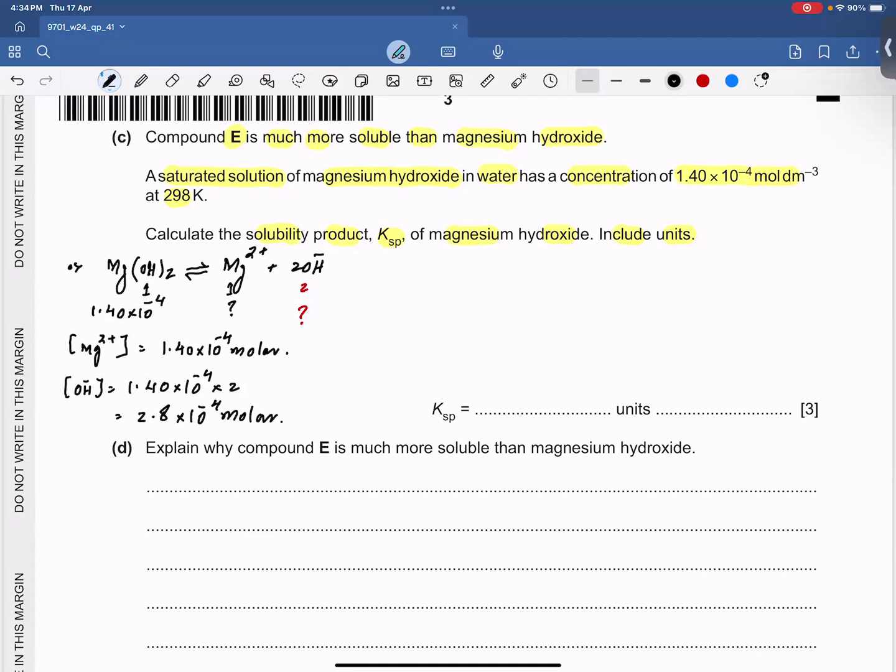Now let me write the KSP expression in my second step. It's concentration of magnesium ions, concentration of hydroxide ions, since it has 2 mole, so number of moles needs to be in power. Concentration of magnesium ion is given, which is 1.40 into 10 to the power minus 4. Concentration of hydroxide ion is given, which is 2.8 into 10 to the power minus 4. Square karenge.